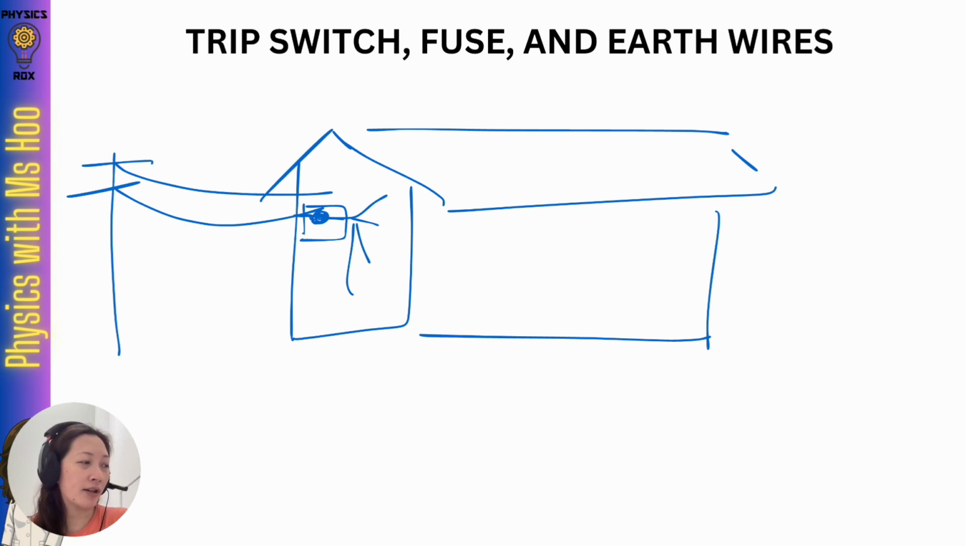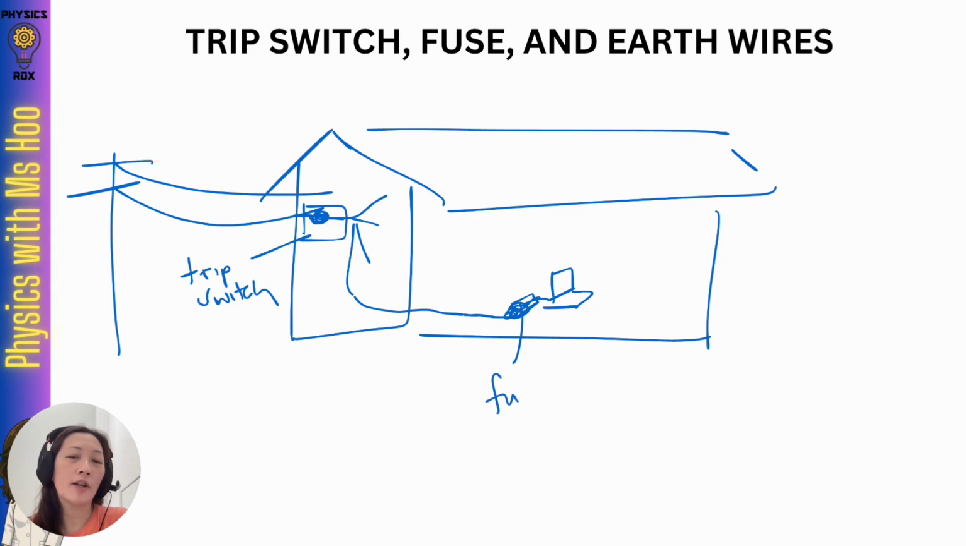Now let's say you are charging your laptop or your tablet. So imagine that this wire is going through the walls, and then of course you plug in your laptop charger to the wall. So I'll just write here, trip switch. And where your plug is, in your plug, there will be a fuse. So the fuse will control how much current is flowing into the devices. Some devices have earth wires. There'll be an earth wire to channel the excess charges into the ground.